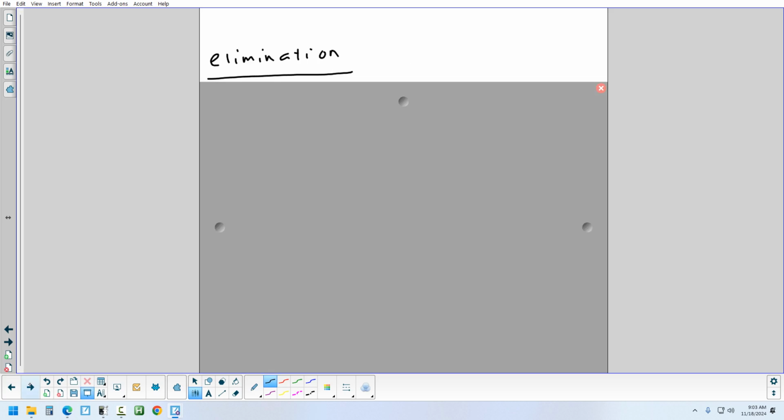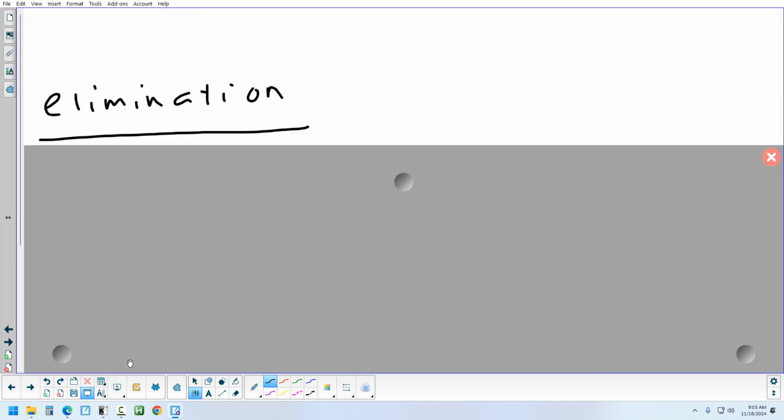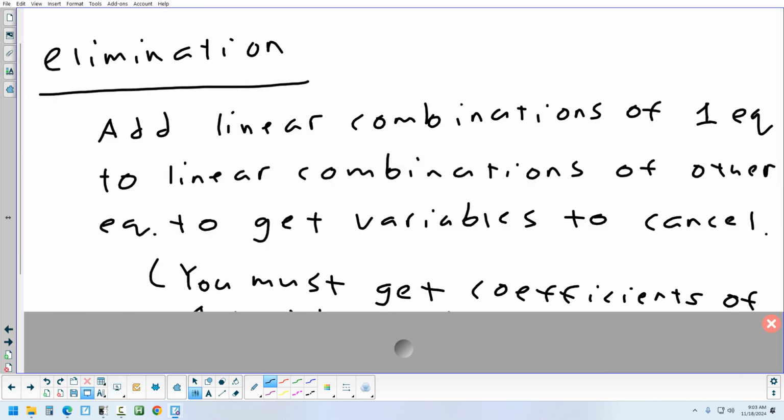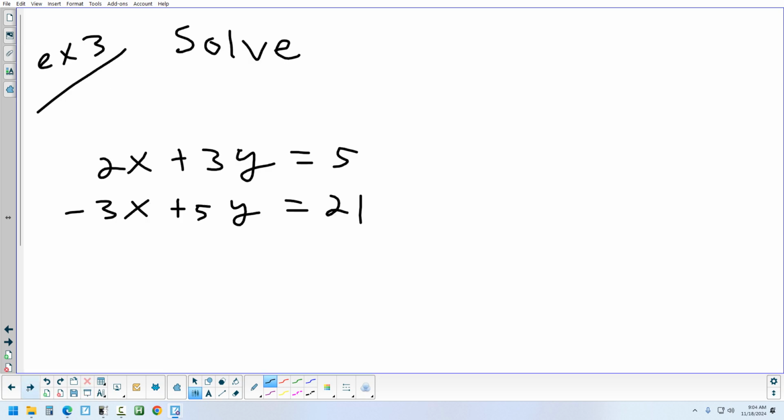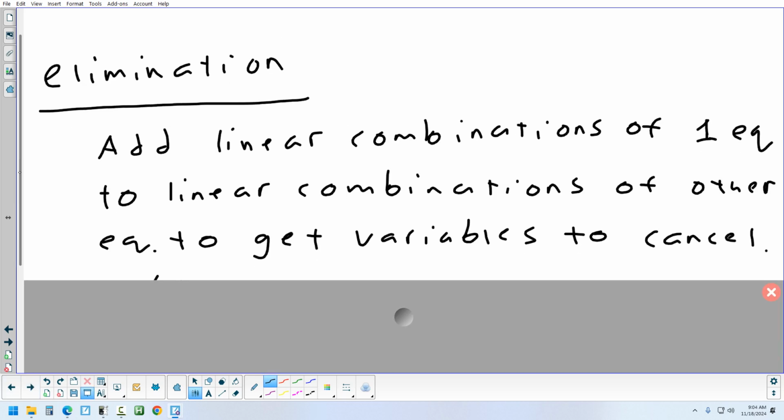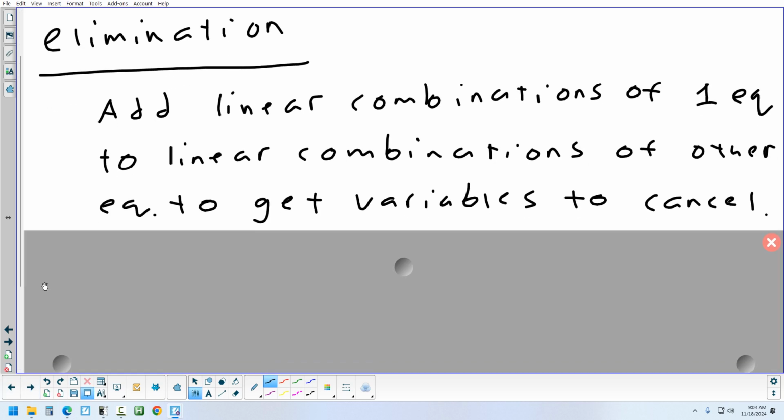Okay, so elimination. Elimination is a little bit different method. It works well if they give you a problem where your x's are lined up in a column, your y's are in a column, and then the numbers on the other side without any x's and y's are in a column. The goal of elimination is to try to make one of the letters cancel out right away.